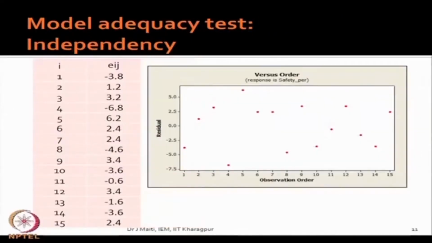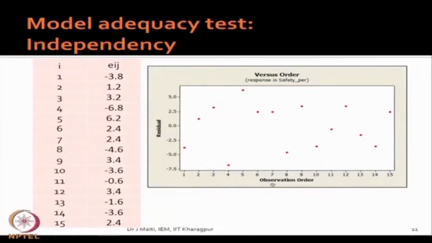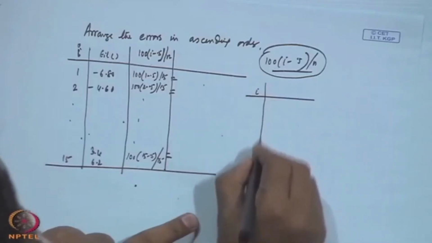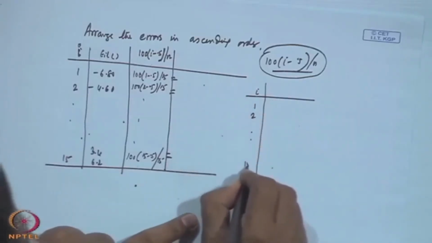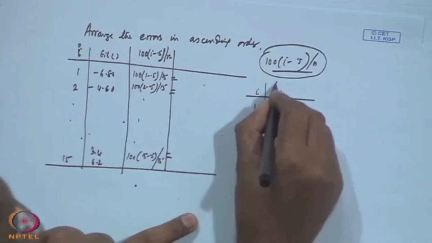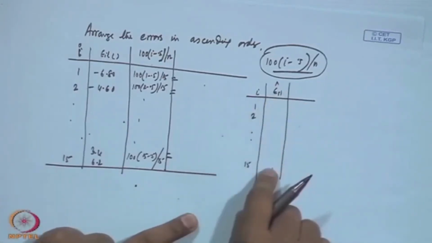Now, come to the second point, independency. What we said? We said that the observations will be independent, there will be no correlation between one observation and another observation. So, that will be tested through, if you plot the residuals or the errors, against the observation order. In this case our observation order is 1, 2, like this up to 15, and you write here epsilon IL estimated, the way it is estimated, you got.